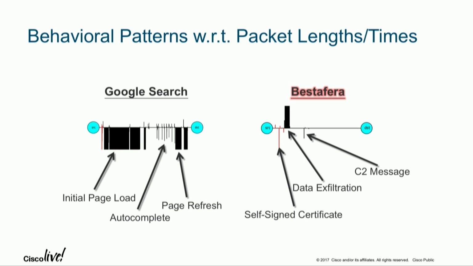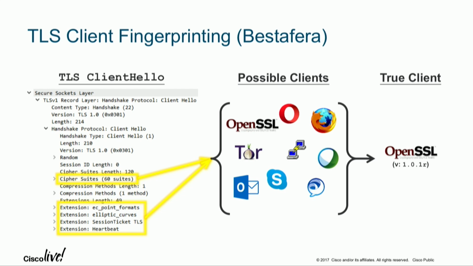But in general, if you look at it, this kind of pattern is not normal, right? But is that enough to be able to convict this? Probably not. We need more information, right? And that's where the second field, which is the TLS client fingerprinting part, comes in.